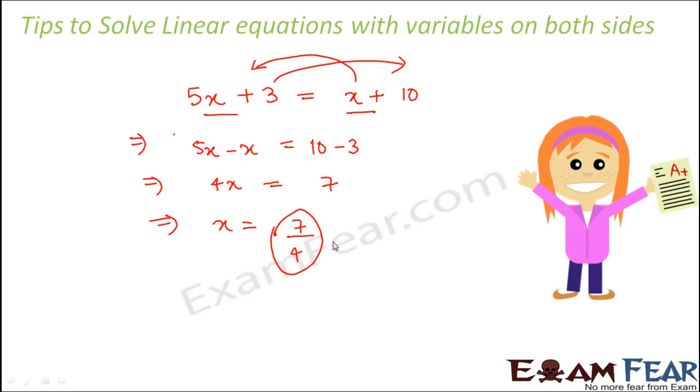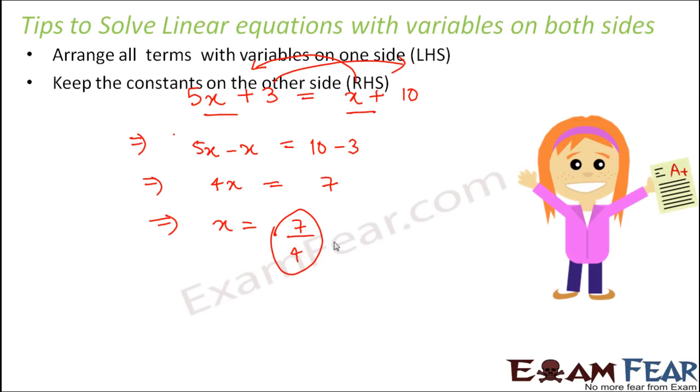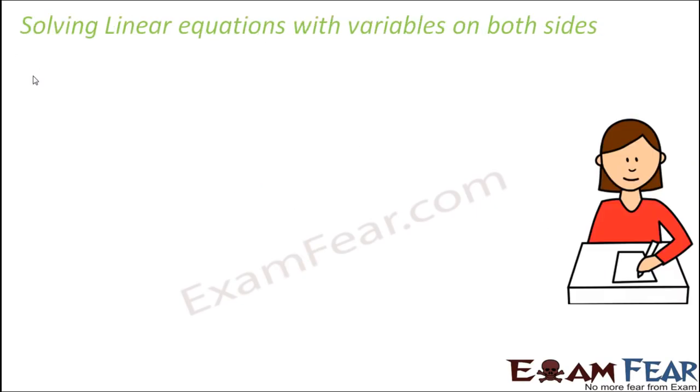So this would be a solution for this equation. So you see the approach remains the same. It is just that you need to remember those simple steps when you transpose constants and variables from one side to another. So here what we are going to do is we will arrange all terms with variables on one side and we keep all the constants on the other side. So that is the simple mantra that we will follow to solve linear equations. So let us look at some other examples.